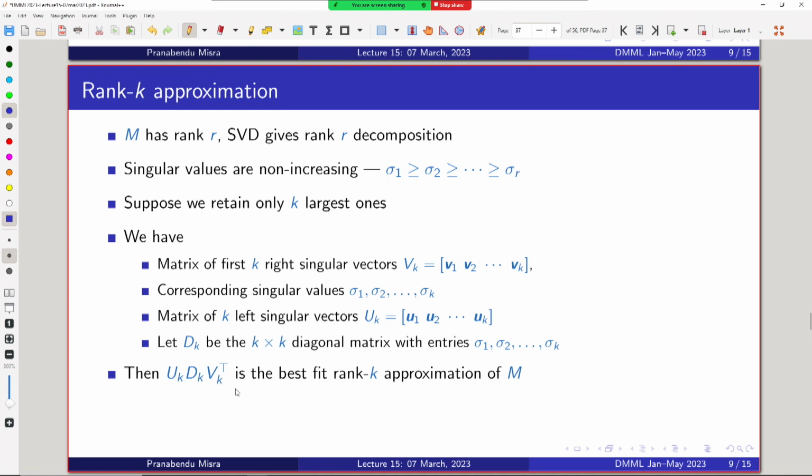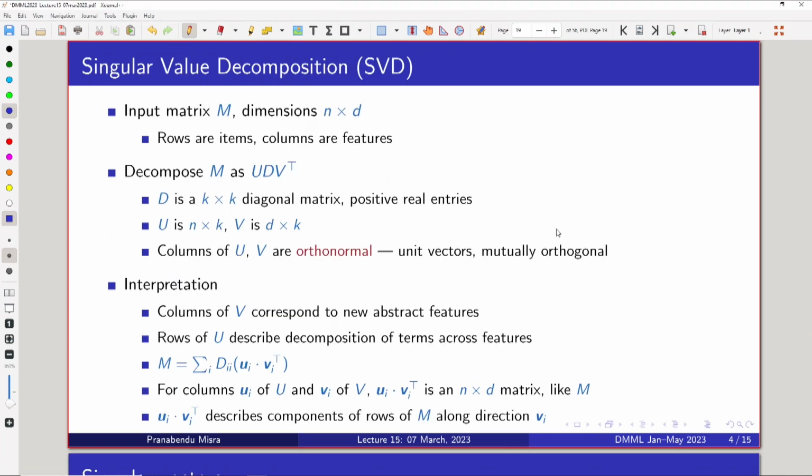As I was saying, you can look at this decomposition of M as something like this. You write it in terms of a sum of rank 1 matrices. If you want the best rank 1 approximation of M, you just take the summation up to only the first term, which means you are looking at the first singular vector and you terminate your summation only there. That will give you the best rank 1 approximation to this matrix M.